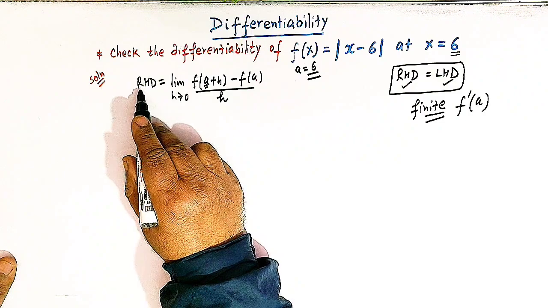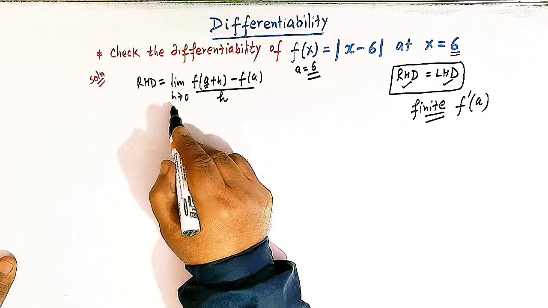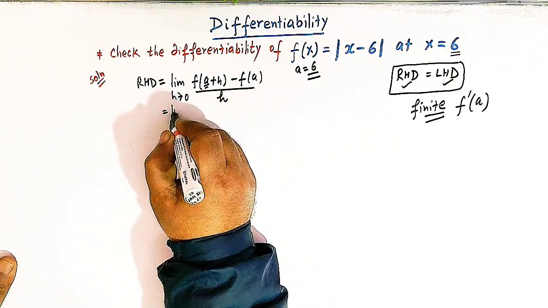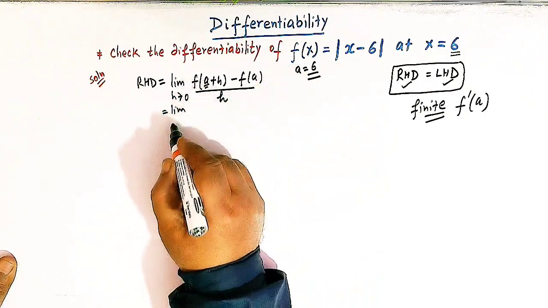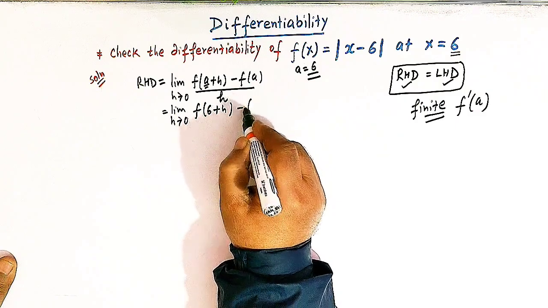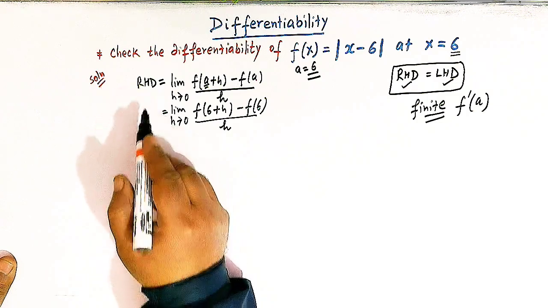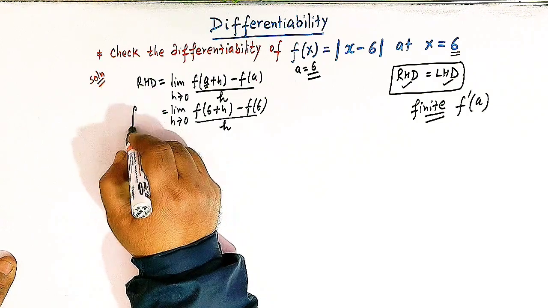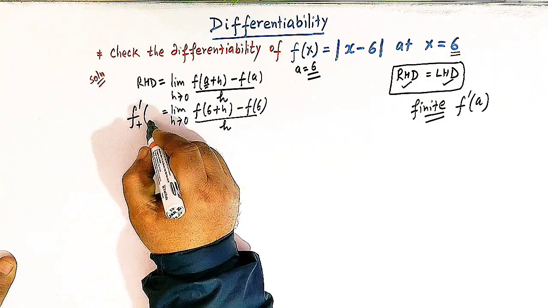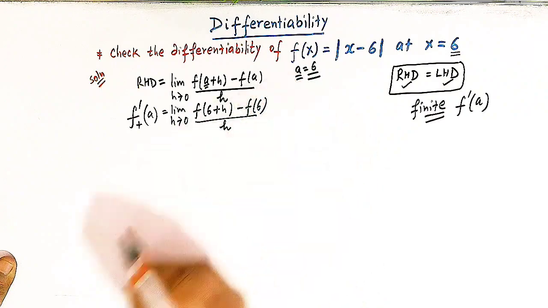So this is the definition of right hand derivative, and it is equivalent to limit h tends to 0 f of a plus h minus f of a divided by h. So now taking a is equal to 6 here, we have limit h tends to 0 f of 6 plus h minus f of 6 divided by h, right? We can also use the notation for the right hand derivative, and it may be f prime, and here we can write a positive sign, and here we have the point a, right, which is equal to 6.